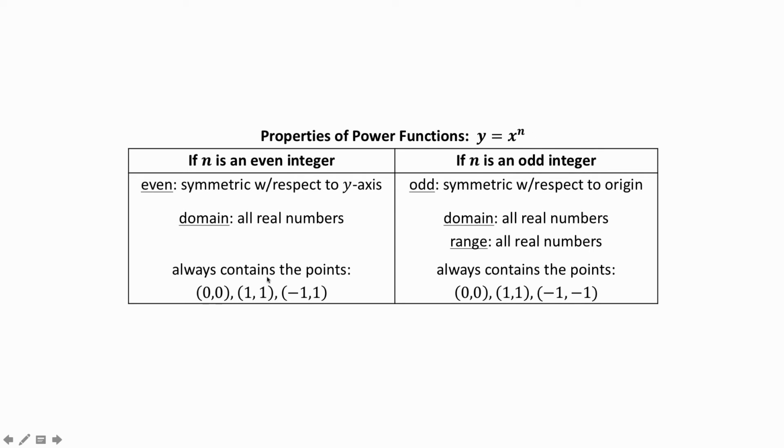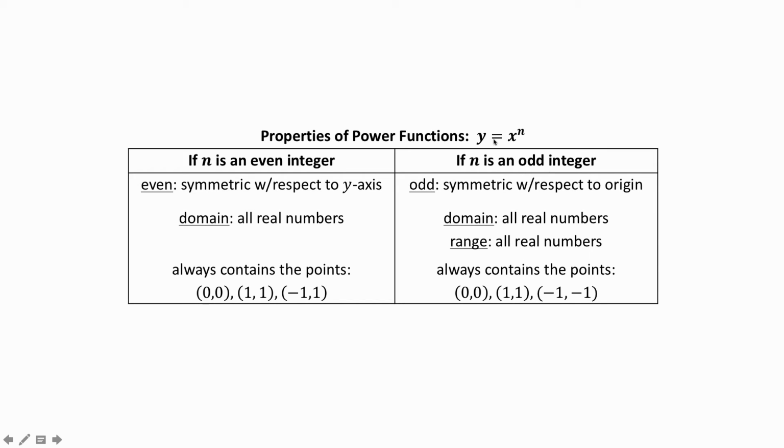When we're talking about the parent function, though, it's always going to contain the points (0, 0), (1, 1), and (-1, 1). If n is an odd integer, then our function is odd, meaning it's symmetric with respect to the origin. Now, with all of our odd polynomial functions, the domain is going to be all real numbers, and the range is also going to be all real numbers. So this is going to extend forever to the left and right, and also forever up and down.